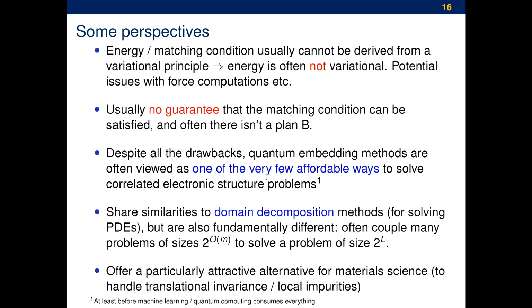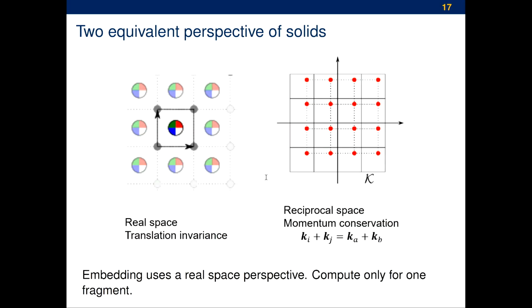They also offer a particularly attractive alternative for materials science, as we heard from the previous talk, especially in how to handle translational invariance. I talked briefly about this on the opening day, and I won't talk about it here. But embedding, or some local version of correlated theories, so-called quantum embedding, offers an alternative way and seems to be gaining popularity in handling correlated electron structure for solids in general.